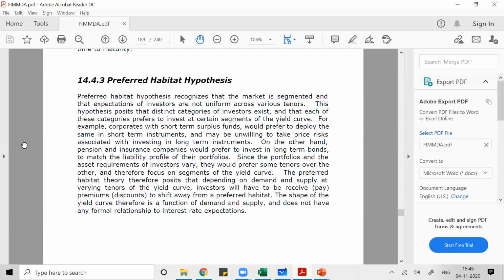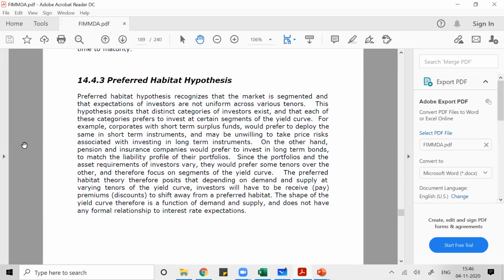So the preferred habitat theory posits that demand and supply at various tenures of the yield curve matter, and an investor would prefer to receive or pay a premium or discount to shift away from the preferred habitat. So the shape of the yield curve is therefore a function of demand and supply and does not have any formal relationship to interest rate expectations. The preferred habitat theory says that the yield curve you get of the short-term and long-term maturities is all about demand and supply. There exists no relation between the short-term rates and the long-term rates.